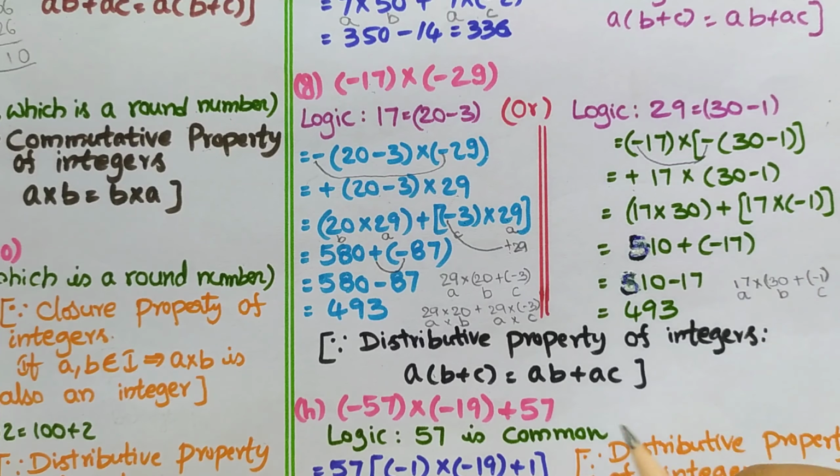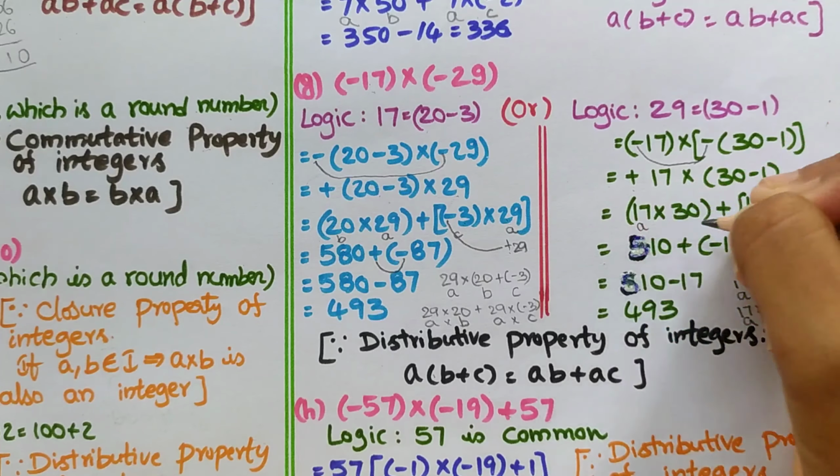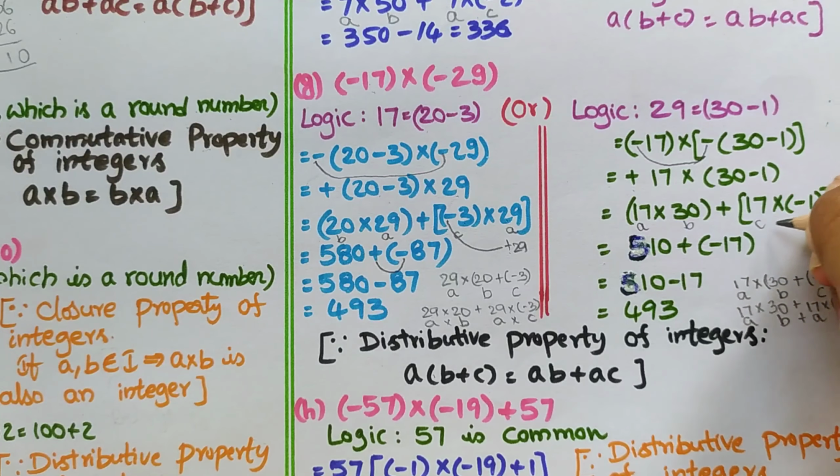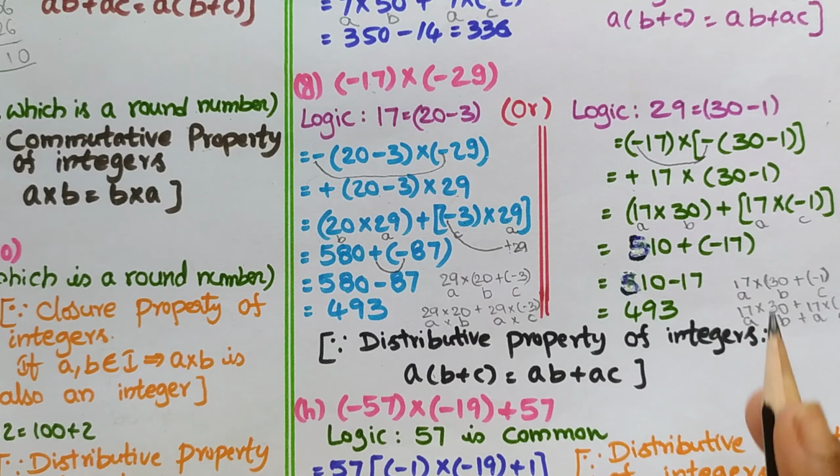Now it should be converted into AB plus AC. See here, AB is 17 into 30 plus 17 into minus 1. So this is in the form of AB, A into B, plus AC, A into C. See here this is also in the form of AB plus AC. Now let us see further simplification.